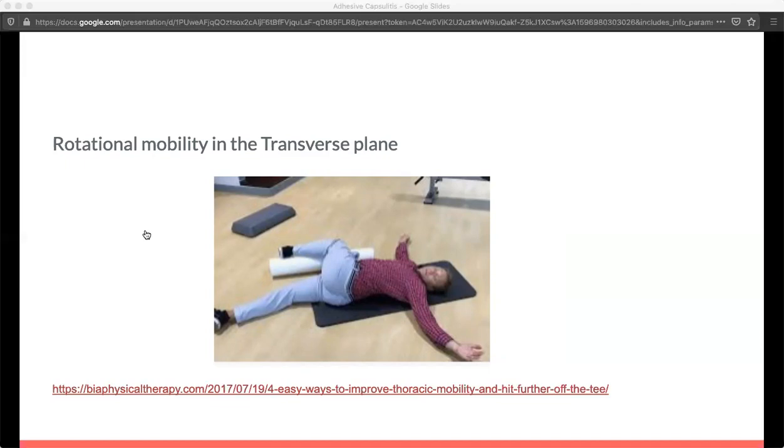So here the patient is doing a side lying open book exercise. You can also do a quadruped rotation. There's a lot of variations on this. So definitely address the thoracic spine. Okay, very important for shoulder mobility.